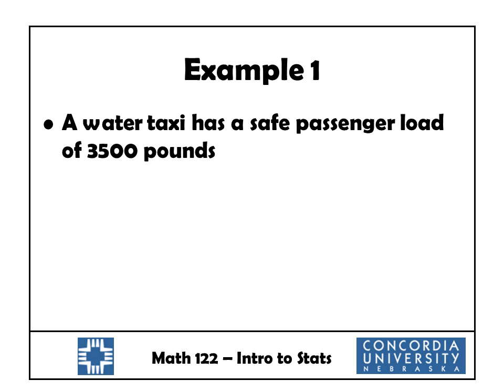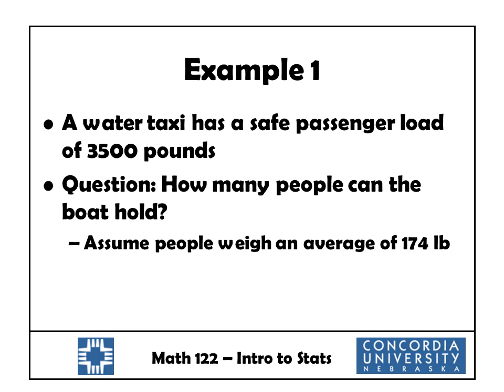A water taxi has a safe passenger load of 3,500 pounds. That means it can hold 3,500 pounds of people. If the people weigh more than 3,500 pounds, then the boat will be unsafe and possibly sink. One question we might ask is just how many people can the boat hold? If I have a group of people, it's difficult to weigh all of them and determine if they weigh more than 3,500 pounds. But if I have a maximum number of people, it's very easy to determine if this group of people can fit on the boat or not.